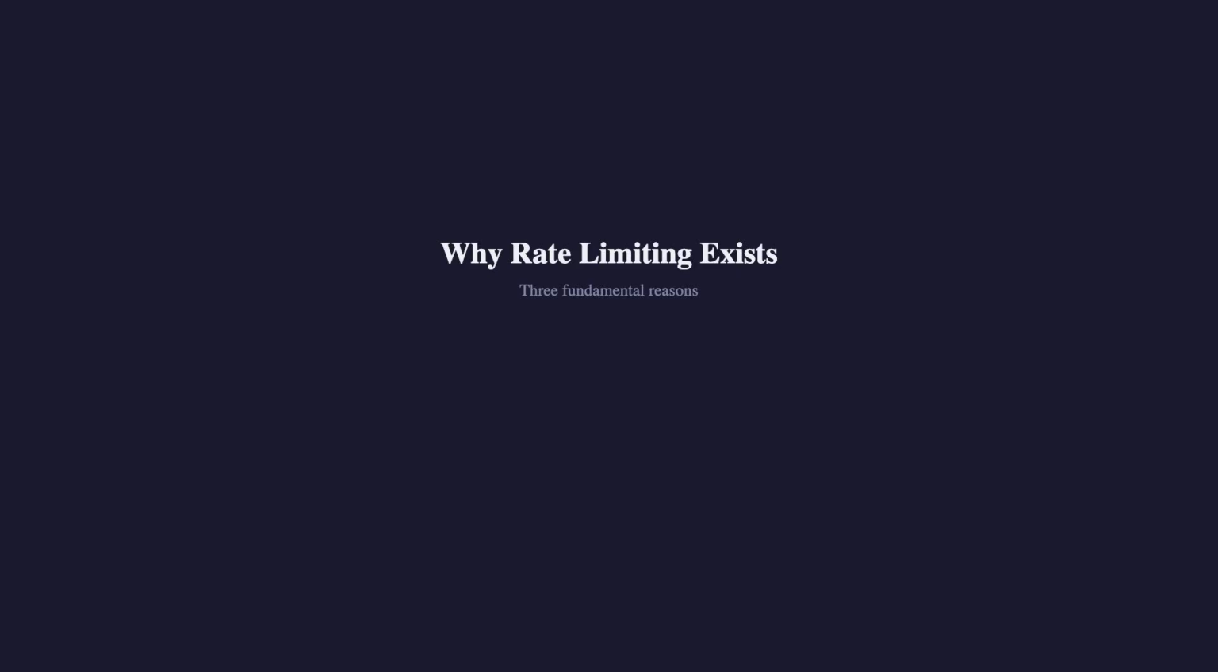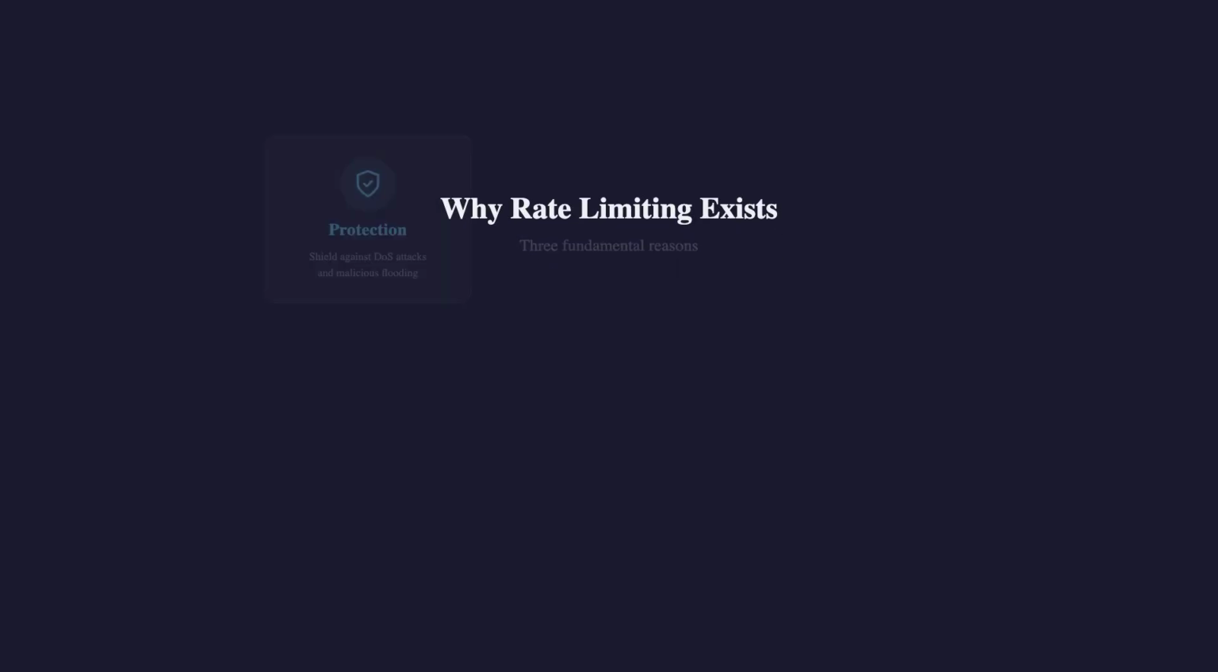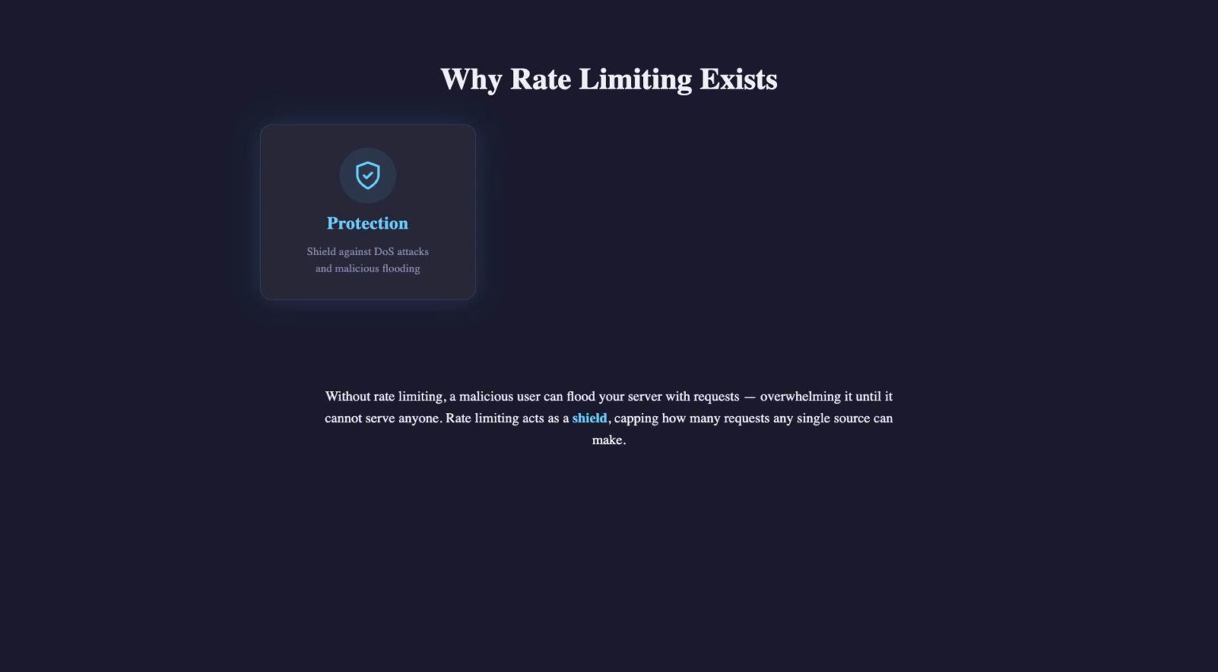Rate limiting exists for three fundamental reasons. First, protection. Without rate limiting, your API is vulnerable to denial of service attacks. A malicious user can flood your server with requests, overwhelming it until it can't serve anyone. Rate limiting acts as a shield, capping how many requests any single source can make.